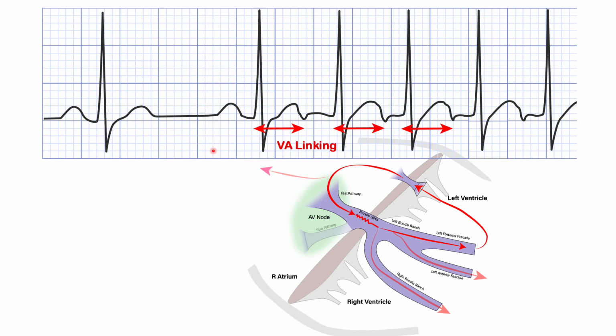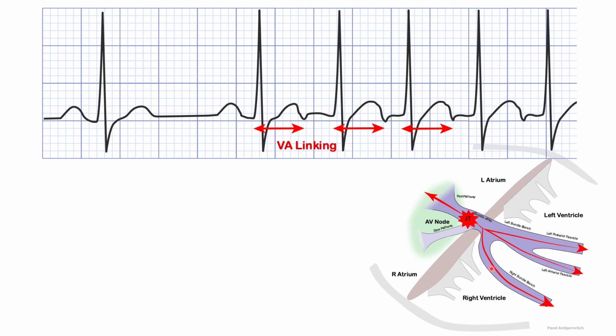Now let's look at AVRT. With each cycle of AVRT, the signal goes through the AV node, makes a QRS, and then comes back up and activates the atrium. So each P wave is mechanistically linked to the prior QRS. So VA linking is possible in AVRT.